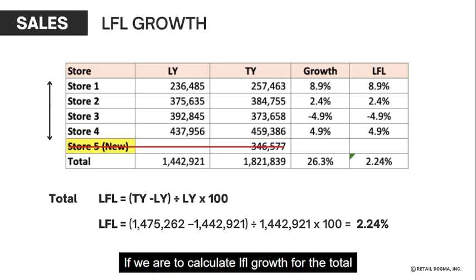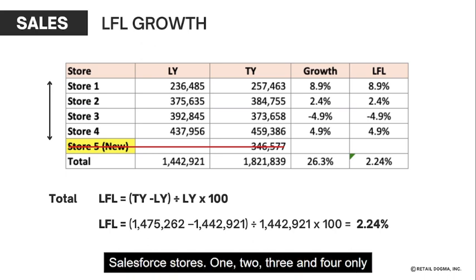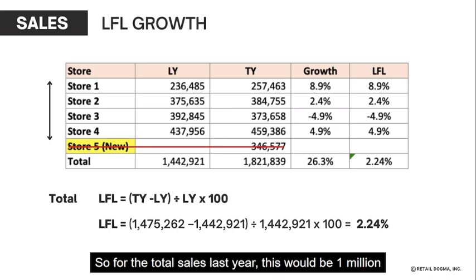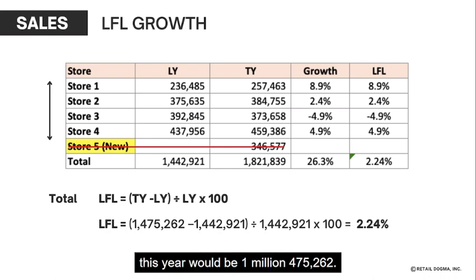If we are to calculate LFL growth for the total business, we will use the same method, but take the total sales for stores 1, 2, 3, and 4 only, and leave store 5 out of the calculation. So for the total sales last year, this would be 1,442,921, and this year would be 1,475,262. So we apply the formula for LFL growth, and then we get an LFL growth of 2.24%.